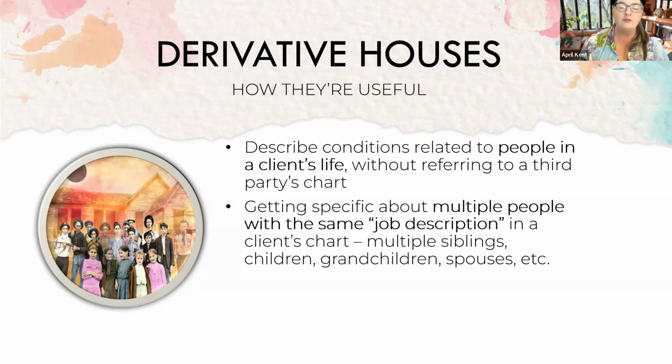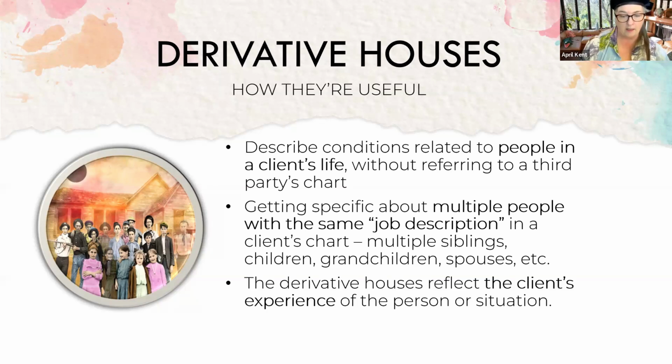Derivative houses are very useful for this. You can distinguish between the first sibling, the second one, the third, and so forth. And the same with children and all kinds of relationships in a person's life.